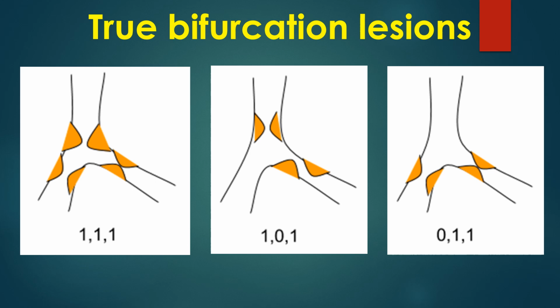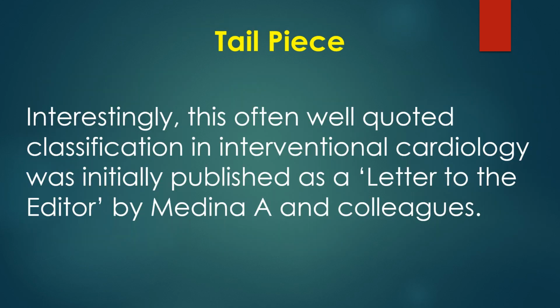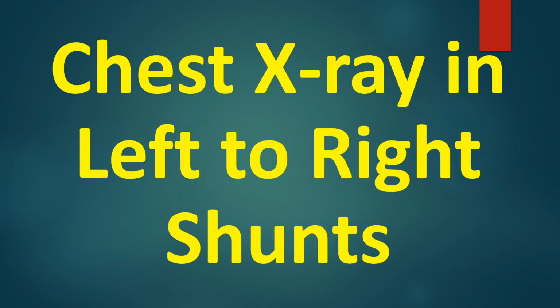While treating true bifurcation lesions, consideration should be given to the extent of the disease in the side branch, whether the lesion is limited to the ostium or involving the vessel beyond the ostium, size of the side branch, angle of takeoff, and the territory of distribution of the side branch. Interestingly, this often well-quoted classification in interventional cardiology was initially published as a letter to the editor by Medina A and colleagues.